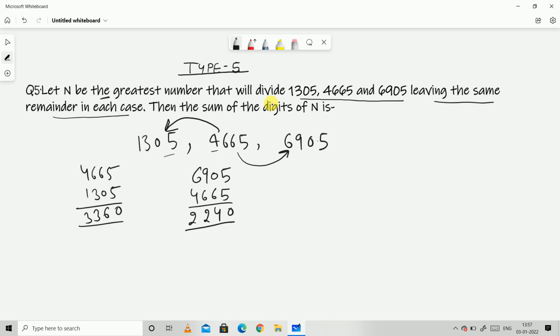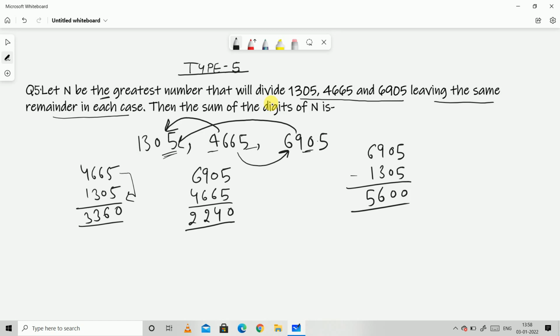Now what other pair is possible? We have seen these two, we have seen these two. These two are also possible. 6905 minus this, so 5600. Now I think we are done with all the possible pairs. There is no other pair possible. We have seen all the pairs. So we have found the difference between all the possible pairs: 3360, 2240 and 5600.